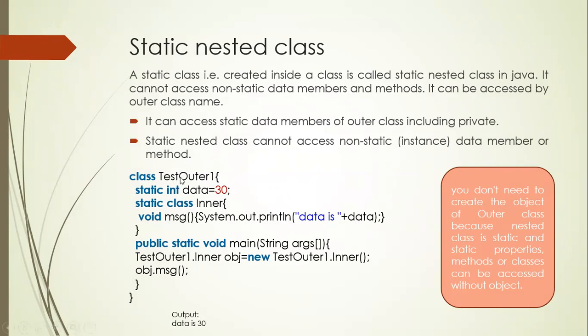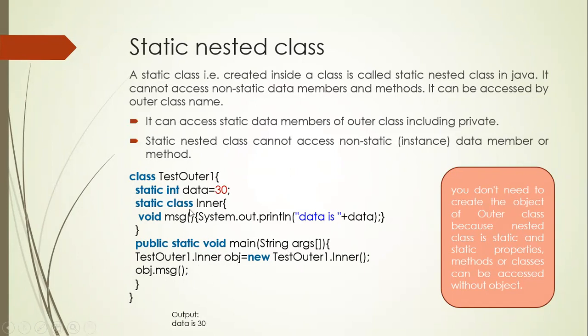You can see here, the outer class is there and we have the inner class. This inner class I am prefixing with static. You can see here, static int data is a static data member. You can access the static data member inside the static inner class. Static data members of the outer class can be accessed, including the private ones. You can even access the private members also. A static nested class cannot access the non-static data members in a method.